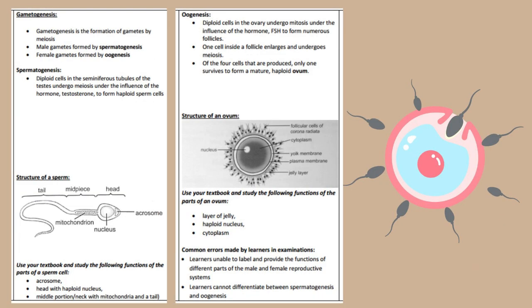Gametogenesis. Gametogenesis is the formation of gametes by meiosis. Male gametes are formed by spermatogenesis. Female gametes are formed by oogenesis. Spermatogenesis. Diploid cells in the seminiferous tubules of the testes undergo meiosis under the influence of the hormone testosterone, to form haploid sperm cells. Structure of a sperm.